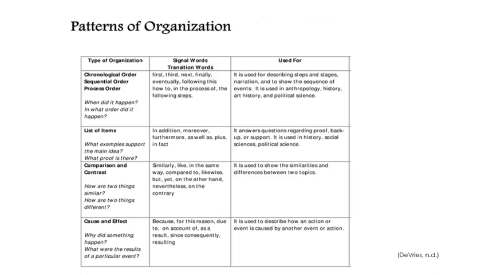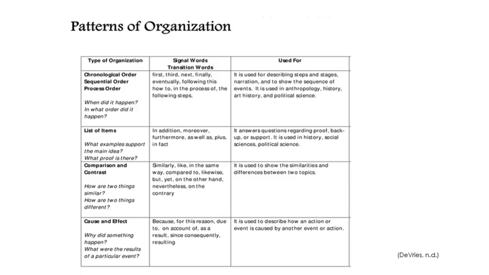Another type of organization is a list of items. What examples support the main idea? What proof is there is what we're looking at. Signal words will be in addition, furthermore, as well as. The next pattern is compare and contrast. We're looking at how two things are similar and different. Signal words for this will be similar, like, in the same way, compared to, nevertheless.